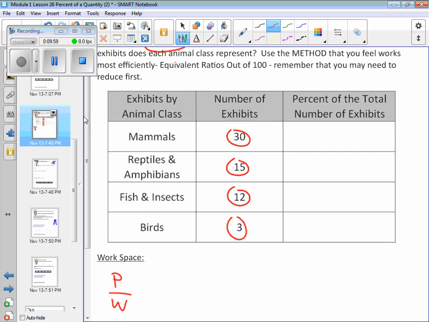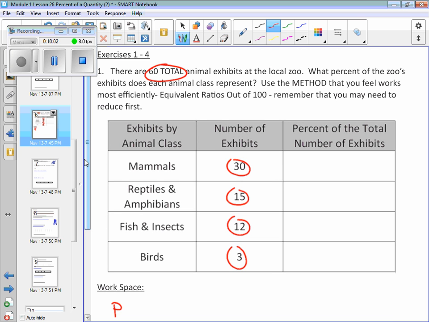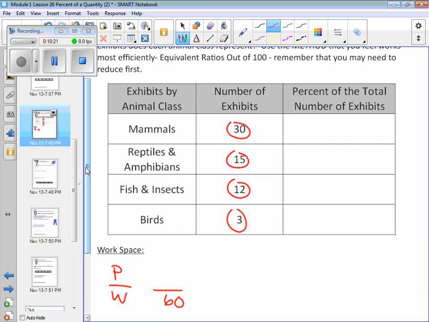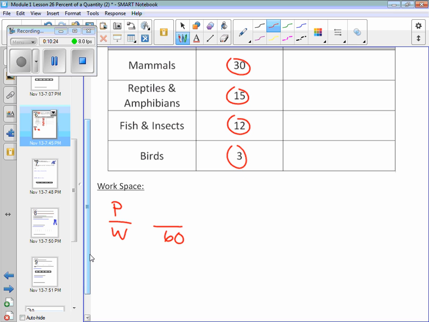Our whole is what number? Look back at the word problem. Alexa, yes. And that's going to be our whole for every group. So that something over 60 is never going to change. The part does change with each row. So if we do mammals first, that's 30 over 60. And since we're trying to find percent, it is the part over 100 being the whole.